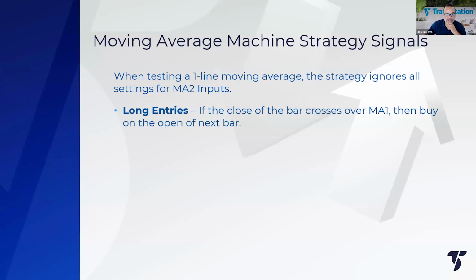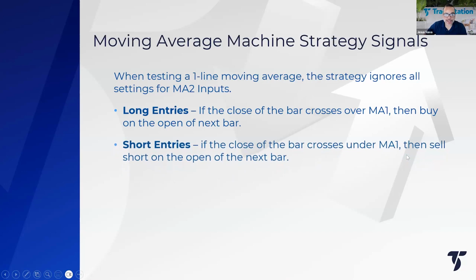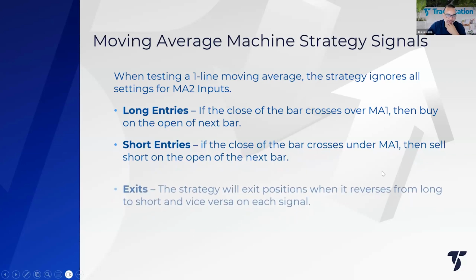For the long entries, again, we are going to reference the closing price of the bar. When we cross over the moving average, we're going to buy on the open of the next bar. And if the close crosses under that average, then we're going to go short on the open of the next bar.